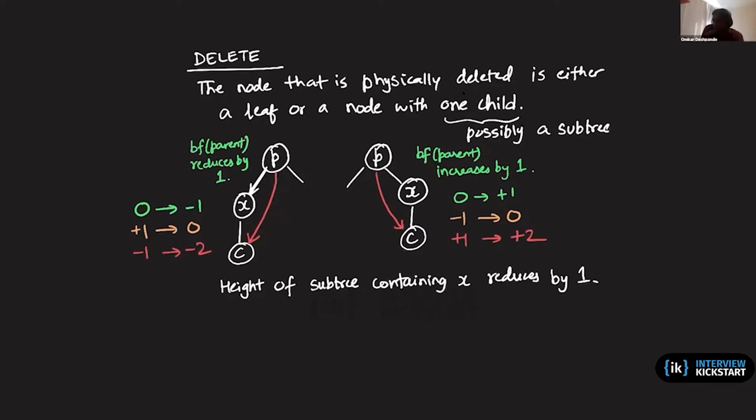So let's first look at the green case. The parent had a branching factor of 0 and it became -1, or +1. Not height, sorry, a branching factor of 0. So parent had a branching factor of 0. So that means it had another child and it had X.